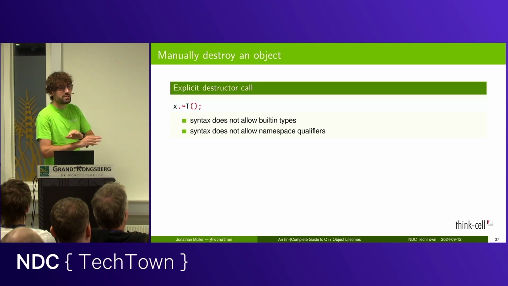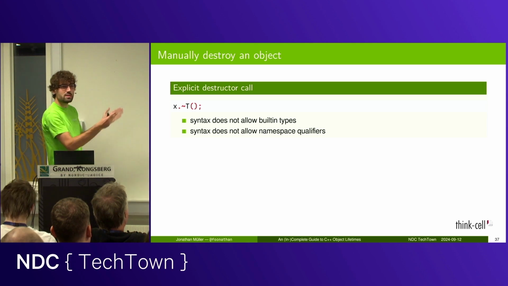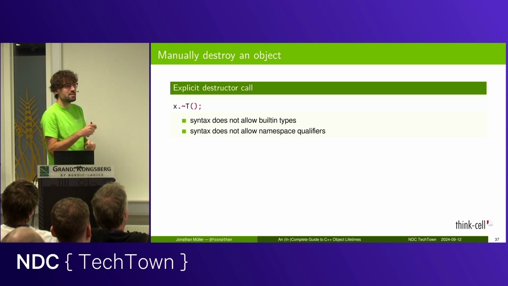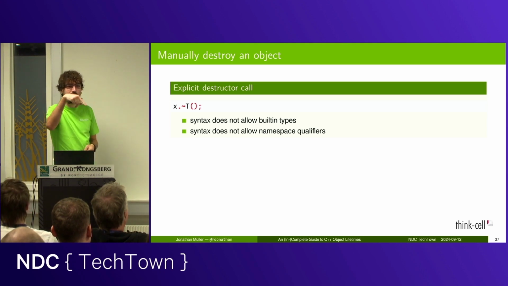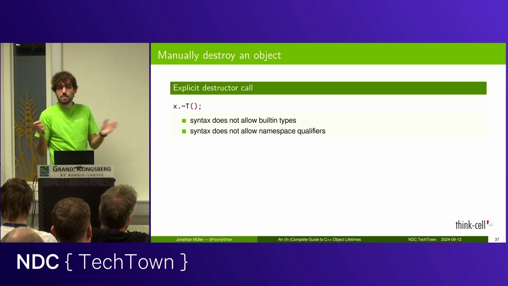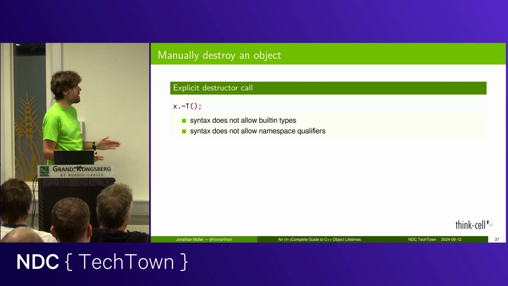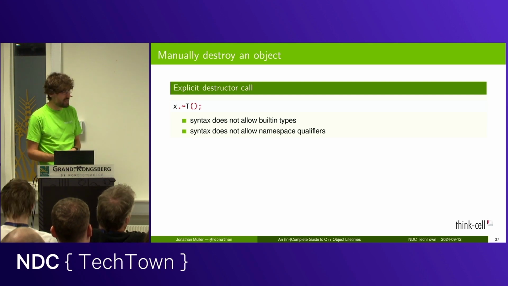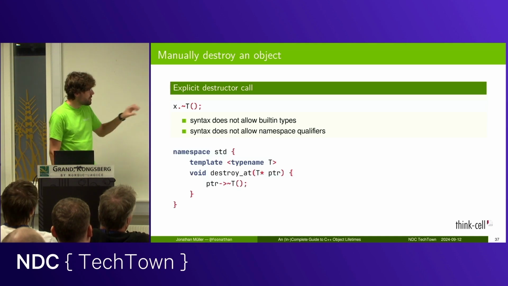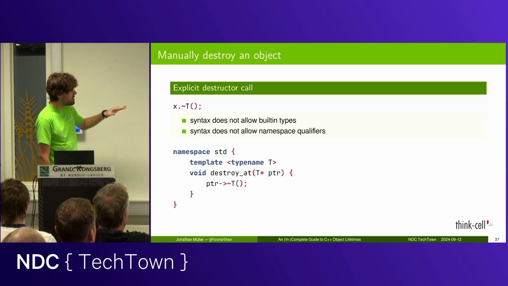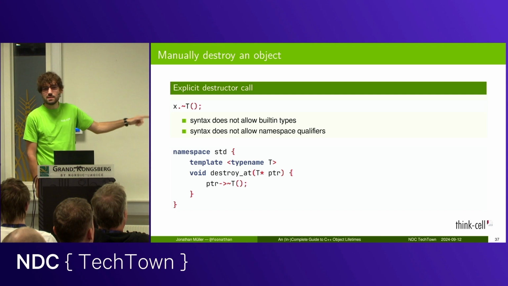Right? But this is just a syntactic restriction. If you use, for example, a typedef, you can always destroy an int. You just cannot write tilde int. You have to first write using my_int equals int, and then you can write dot tilde my_int. It's just a weird quirk of the grammar that it only allows an identifier. So instead, I am going to use std::destroy_at, which works for everything because here T is a template parameter, right?